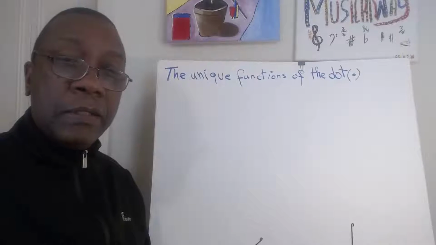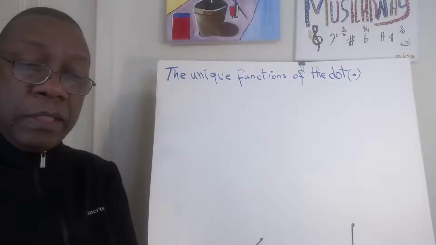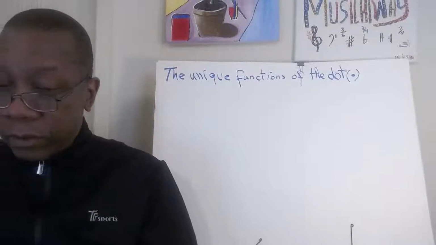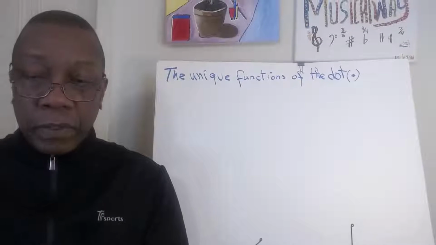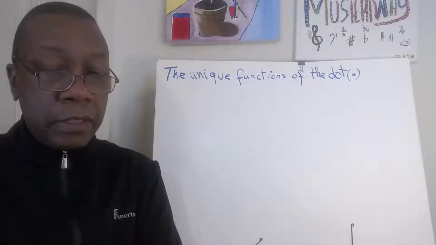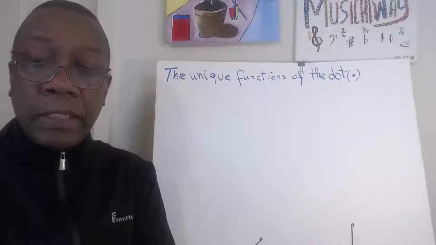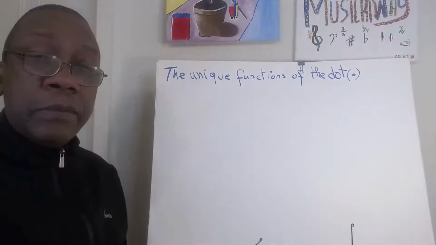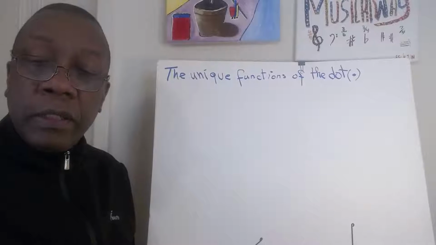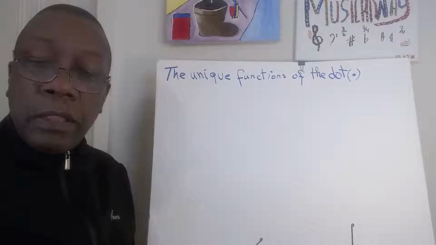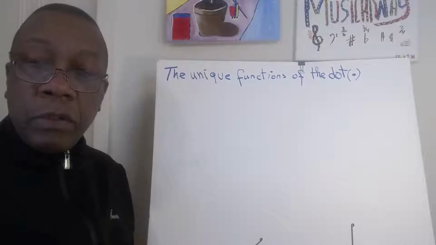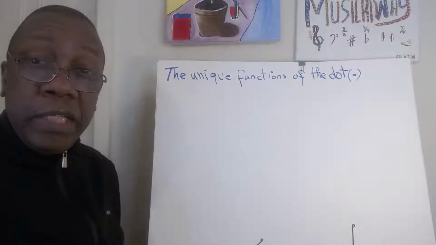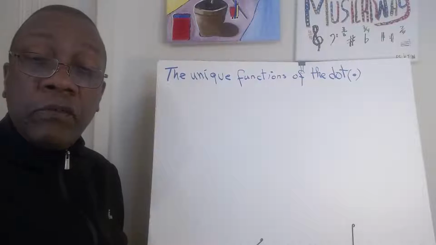Now let's look at what happens in the use of the dot. When we use the dot, we have a few things that happen. I have a few things here. For example, when we are teaching languages, the dot indicates the ending of a phrase or of a paragraph.